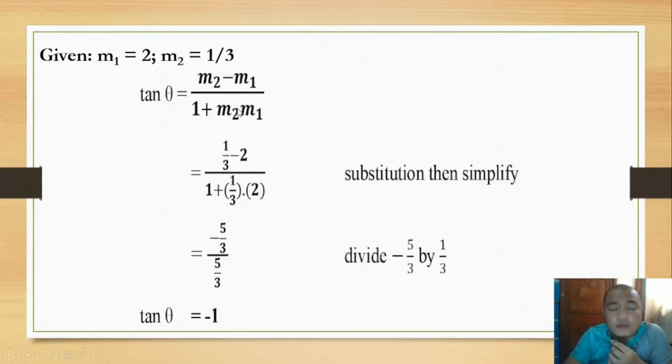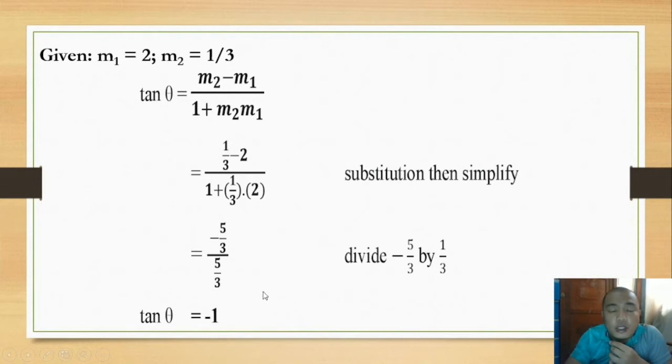So we have here, substitute m sub 2 by 1/3, m sub 1 by 2. Simplify now: 1/3 minus 2 is negative 5/3. Then 1/3 times 2 is 2/3. But what is 1 plus 2/3? 5/3. So what is negative 5/3 divided by 5/3? It's equivalent to negative 1.